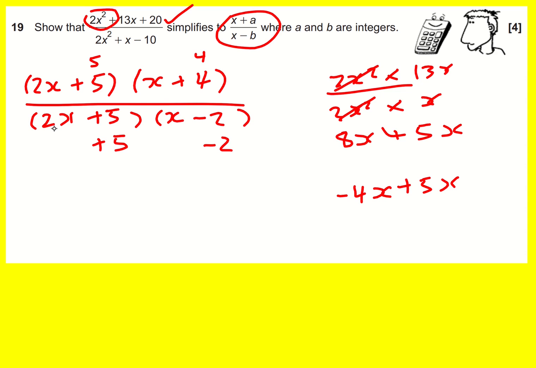And this is great because I can then cancel these out because they are multiplying, and I'm going to be left with x plus 4 divided by x minus 2, a much simpler expression to deal with, and that's it.